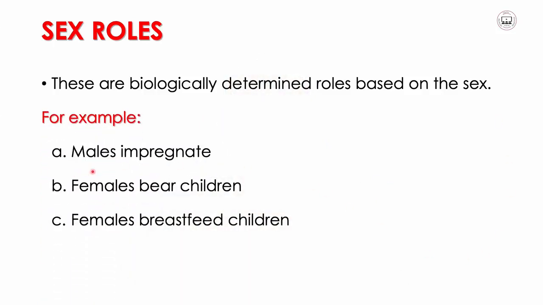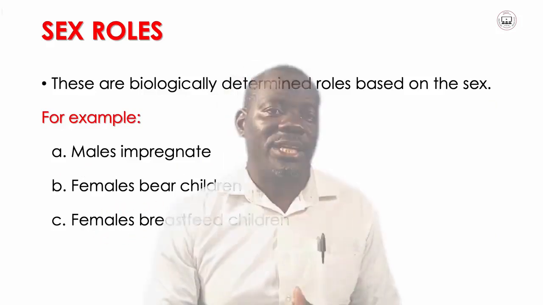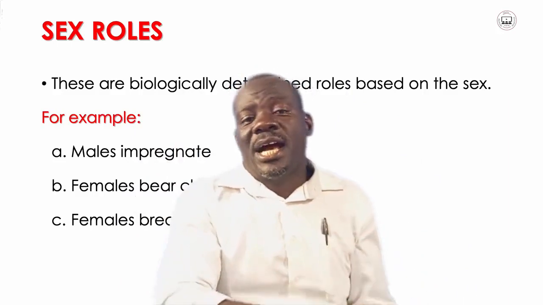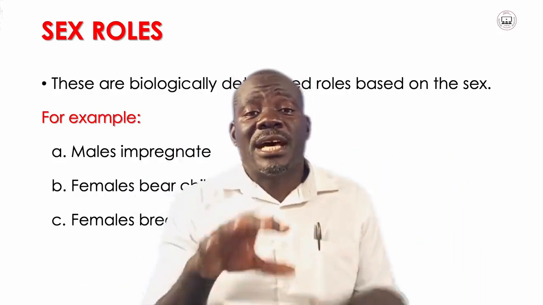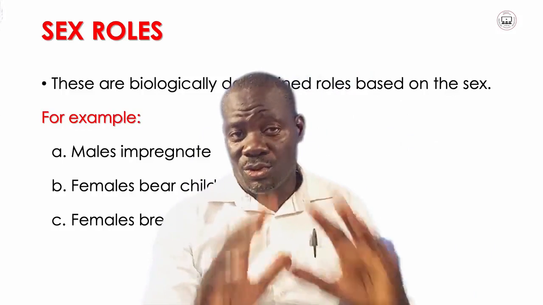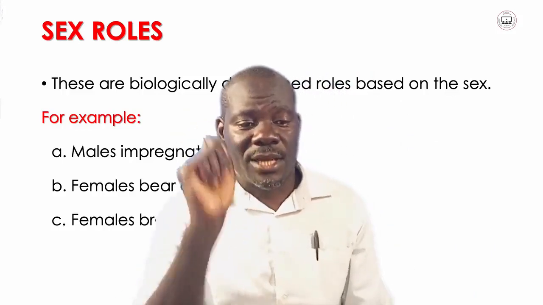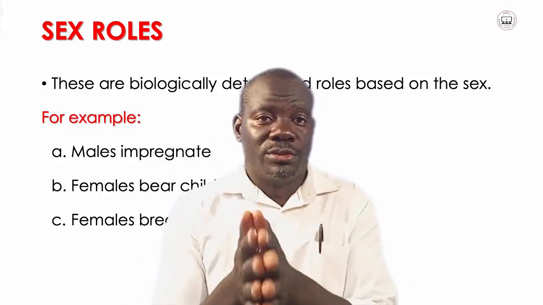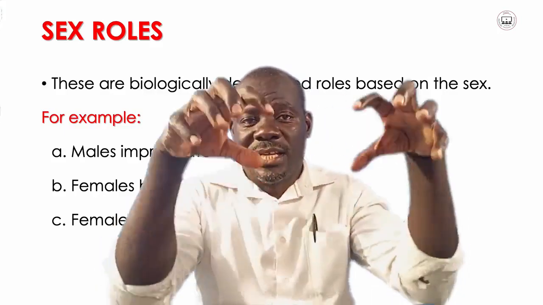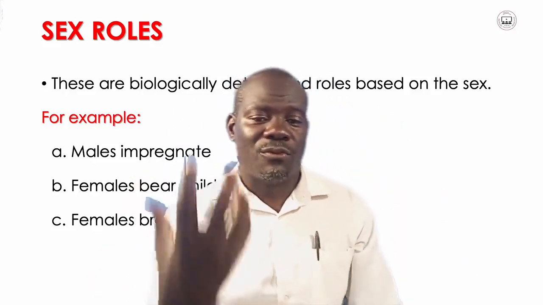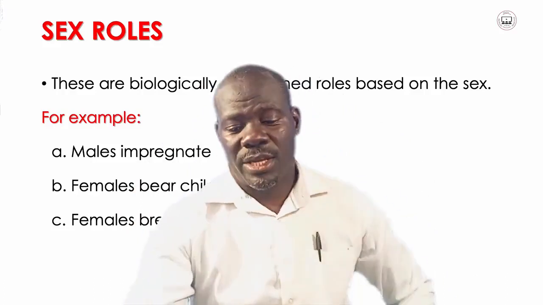So we have examples here. Males impregnate, females bear children, females breastfeed. So you see here, males do impregnate, but females bear children, and females can also breastfeed. Those are the sex roles, the roles of either a male or a female. You have to understand what is meant by sex roles: biologically determined roles or responsibilities. You don't choose them because they are already biologically in someone. It is not something that someone chooses. It is biologically made up inside the body of a male or a female.